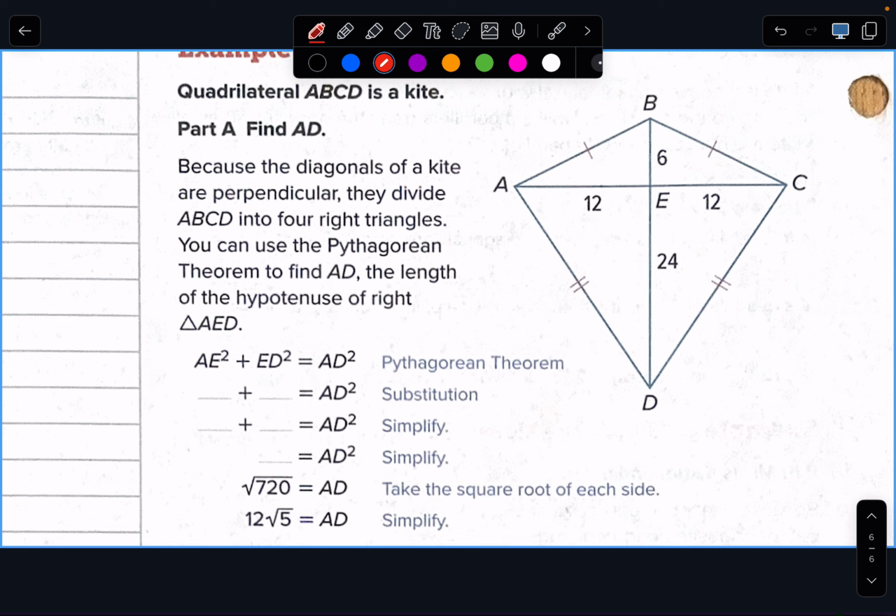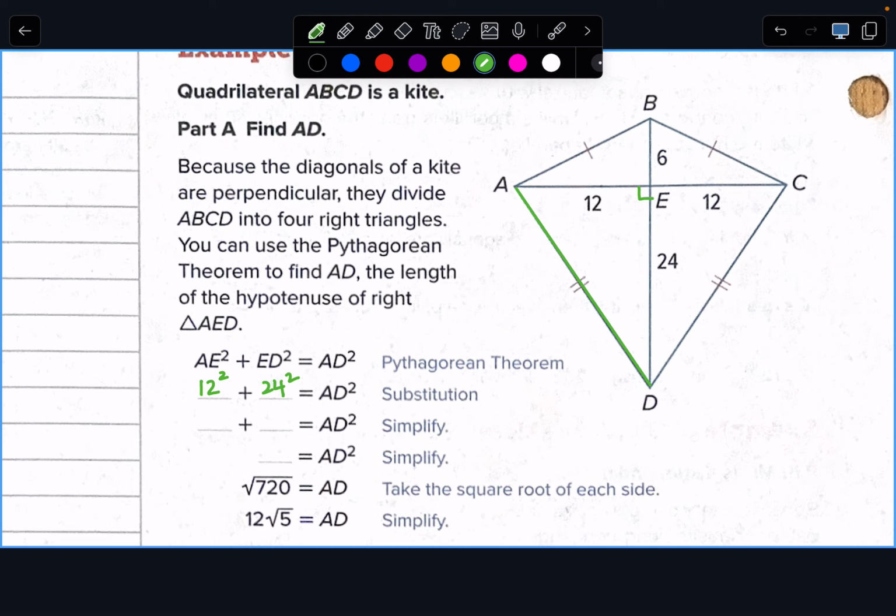So now let's go to the next page. Let's talk about when we have diagonals and we're trying to find side lengths. So if I want to figure out side AD, what do we know about the diagonals of a kite? They're perpendicular. So if I want to find AD, we can use the Pythagorean theorem. So we can do 12 squared plus 24 squared equals that hypotenuse squared.